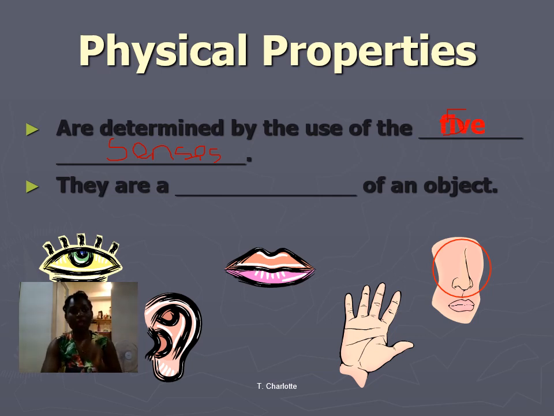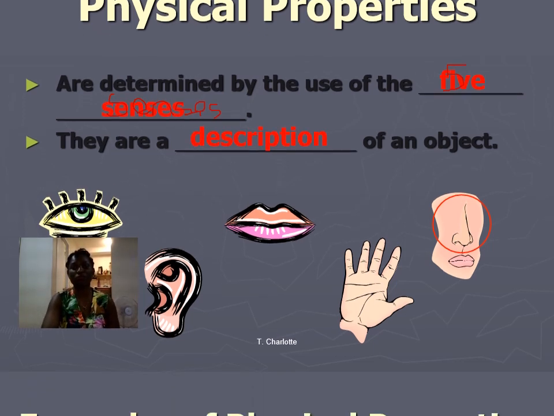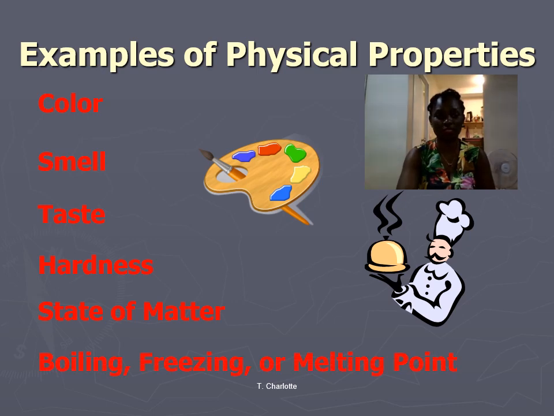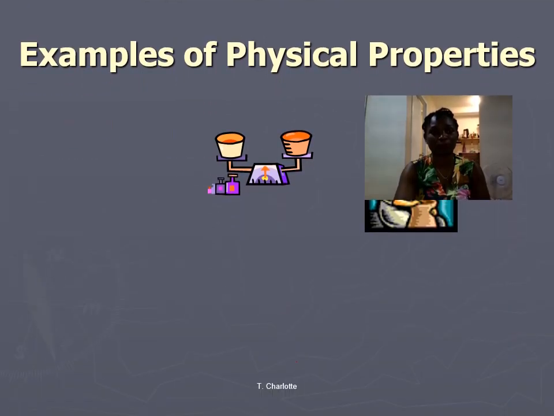Physical properties are determined by the use of the five senses. They are a description of an object. Examples of physical properties: you think about the color, the smell, the taste, hardness, how soft or how hard it is, and its states, as well as the boiling, freezing, and melting points. All of these are physical properties.